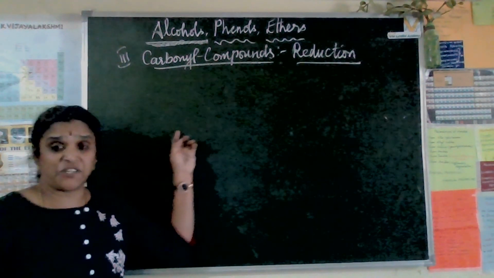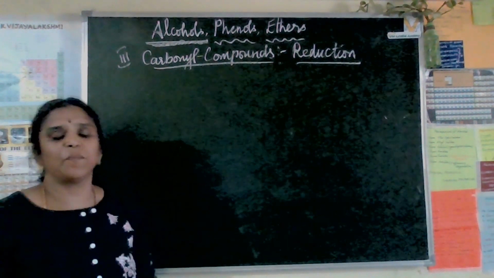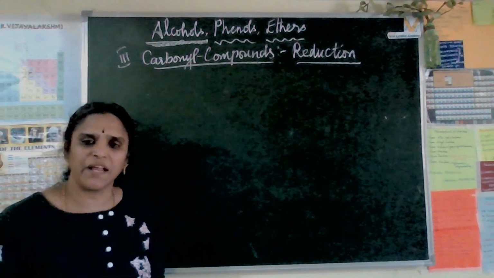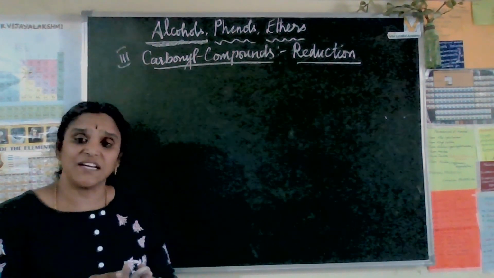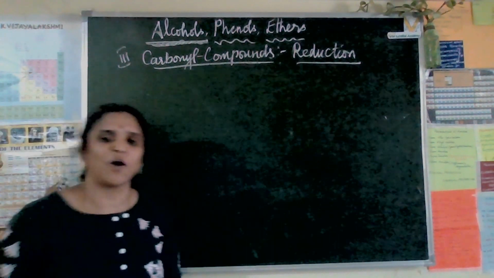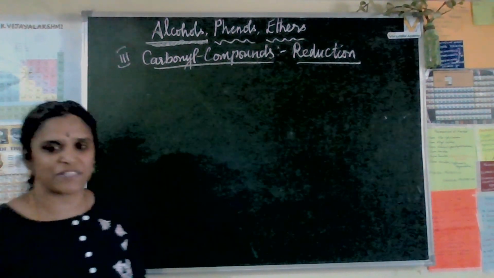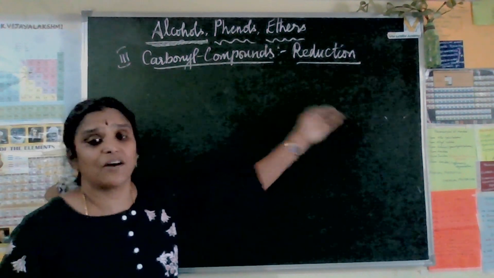Now, the next question, it's very interesting. How do we get alcohol from carbonyl compounds? What are the carbonyl compounds? Aldehydes, ketones, esters, carboxylic acids. These are the carbonyl compounds. We have another topic on aldehydes, ketones, carboxylic acids. Come to this point: how do we get alcohol from these?